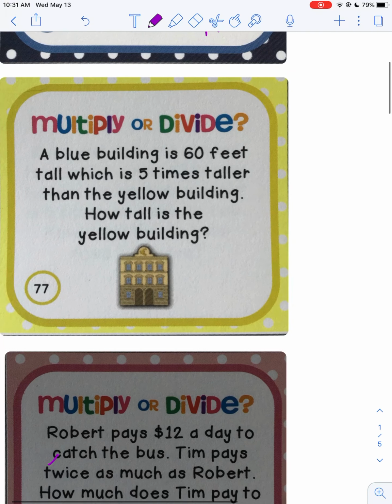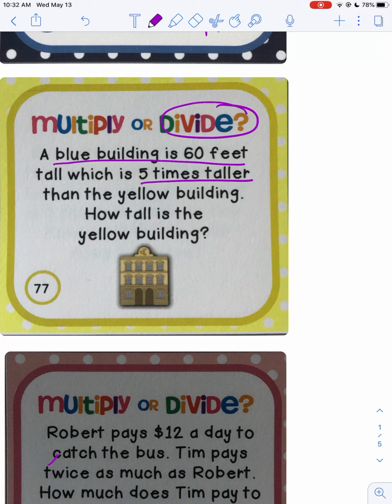Look at the next one. Multiply or divide. A blue building is 60 feet tall, which is 5 times taller than the yellow building. How tall is the yellow building? Well, what do we know? What are we starting with? The blue building is 60 feet tall. That is 5 times taller than the yellow building. That means the yellow building is smaller. So to find that smaller number, I'm going to have to divide.